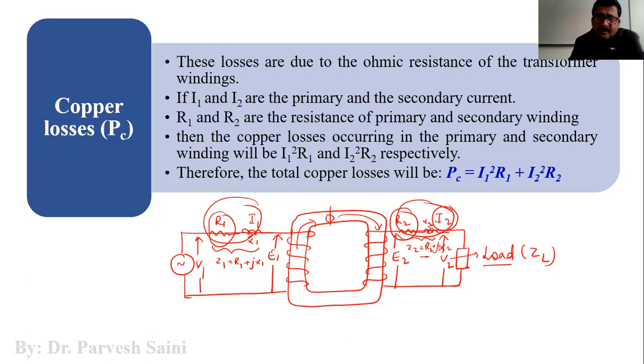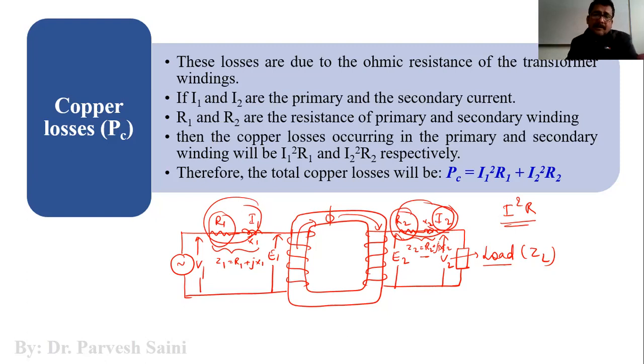Because of the resistance of the primary and secondary windings, we have losses in the two windings of the transformer, and these losses are nothing but the I square R effect. Now this I square R effect is nothing but the heat effect, so the windings of the transformer get heated up.